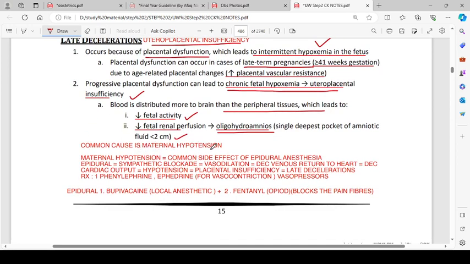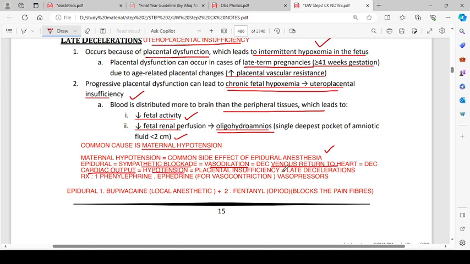Common cause of maternal hypotension: maternal hypotension is a common side effect of epidural anesthesia. Epidural sympathetic blockade causes vasodilation, which causes decreased venous return to the heart, which will lead to decreased cardiac output.